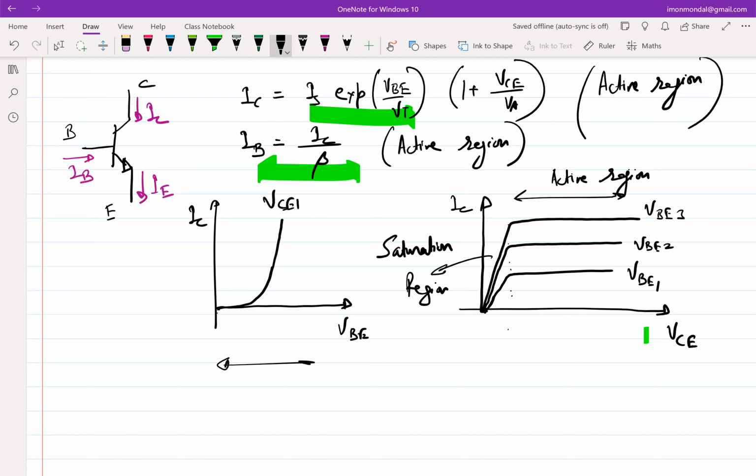Beta is a constant. Ideally it's a constant, but again, nothing is ideal. But for all practical purposes, beta is constant.